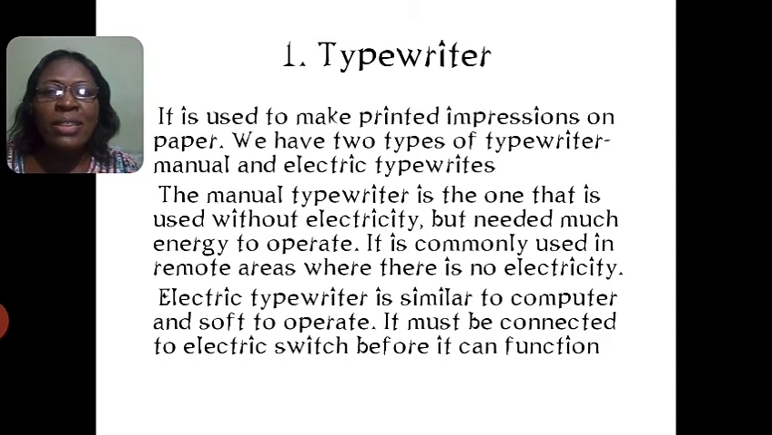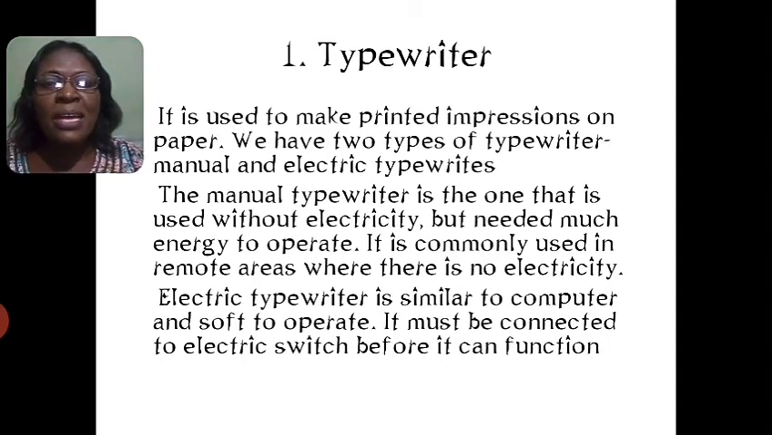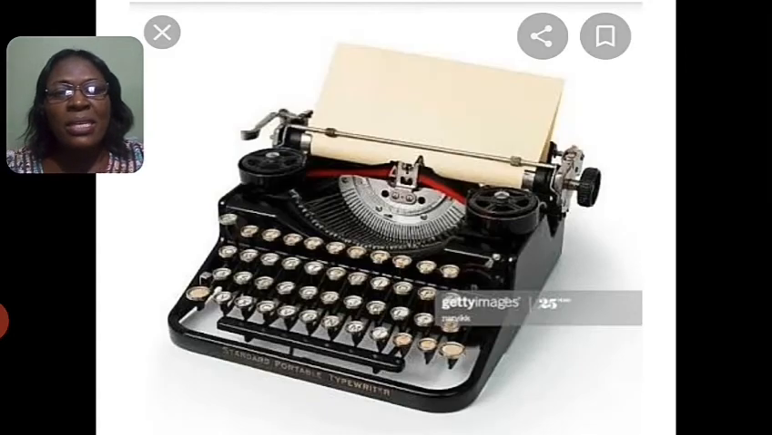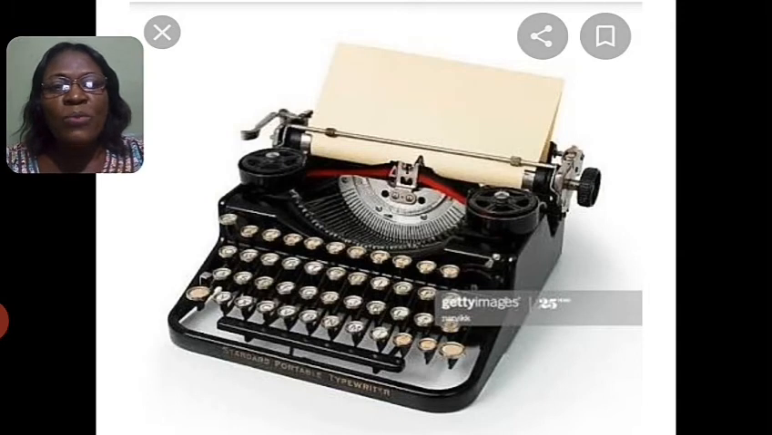It is the oldest of these office equipment because before the coming out of the computer, it is only the typewriter that was used to type or make printed copies of materials. So this typewriter, we have two types: the manual and the electric typewriters. The one you are seeing in the picture now is a typical sample of a manual typewriter.